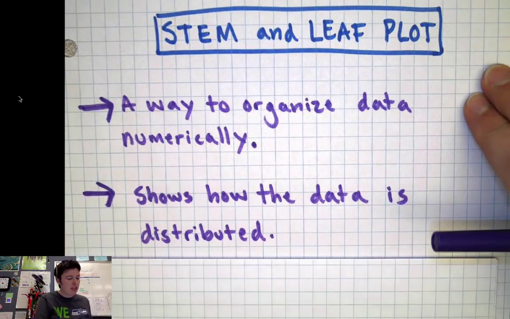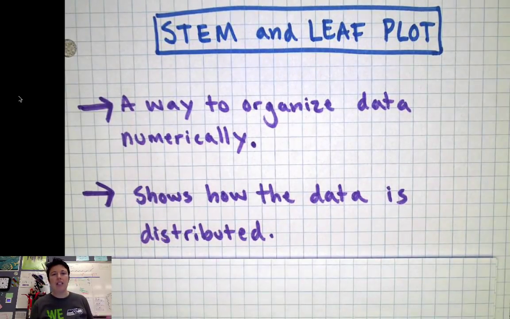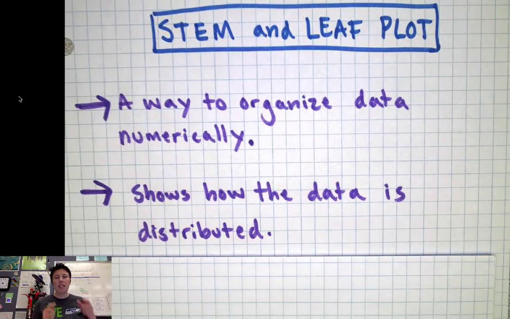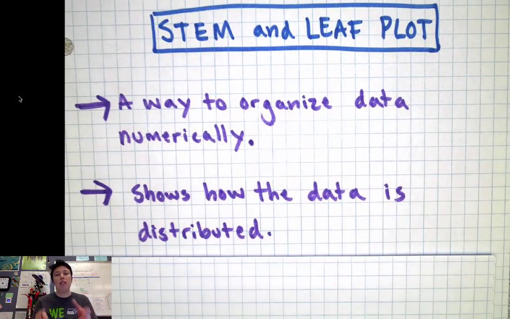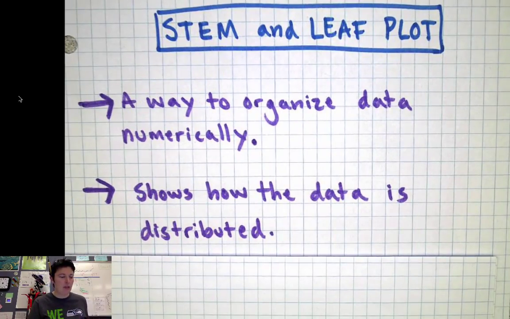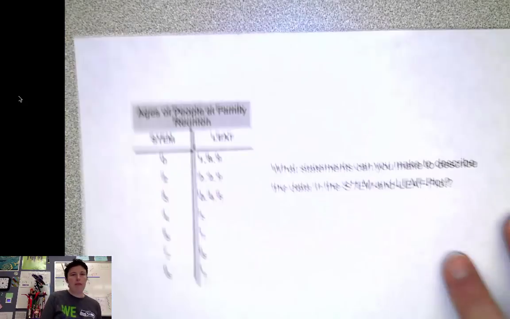Another thing I'm going to write down is it shows how the data is distributed. So like I said, it's really visual. You can look at a stem and leaf plot and you can see where the majority of the numbers are, where's the outlier, where's maybe some strange data versus some trends in the data that look pretty normal and obvious. So it's just a way to look at numbers. And I'm actually going to show you what it looks like first, and then we're going to try one together. So here is a stem and leaf plot. Let me show you one.